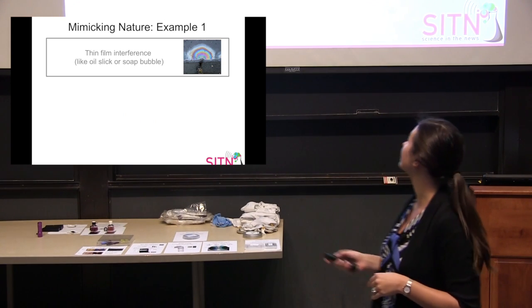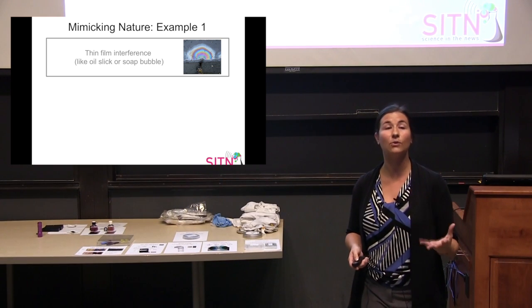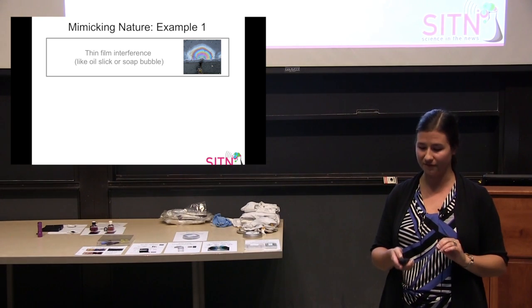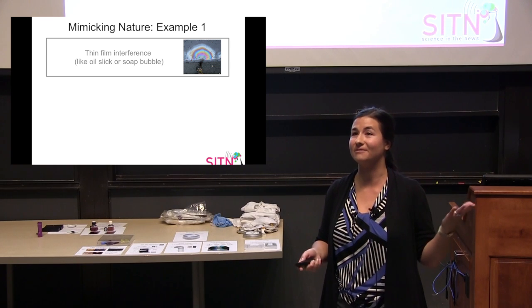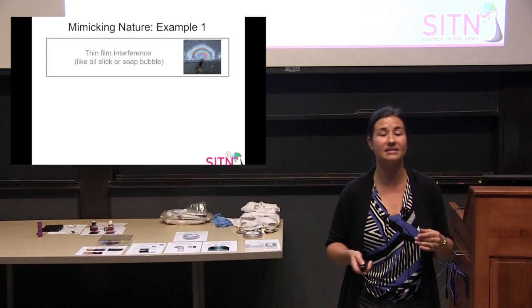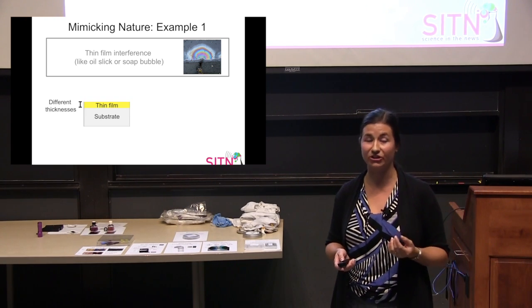So the first one is thin film interference. And this is what Andy was talking about with the oil slick, where you could see the different colors when there were different thicknesses of film. So this one is pretty easy for us to do in the lab, actually. We don't even need a pattern, so that's great. All we do is take our substrate and we deposit different thicknesses of thin film on different parts of the material.